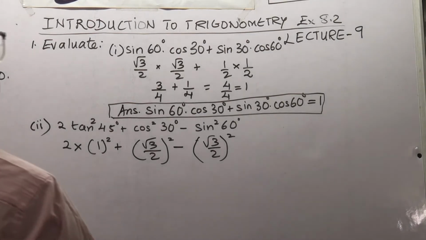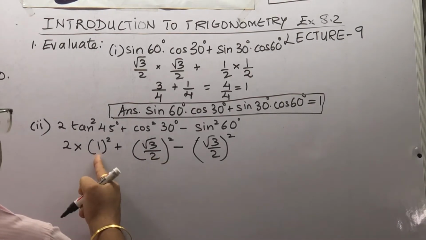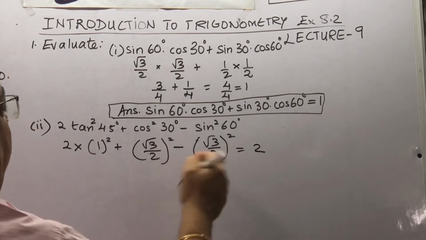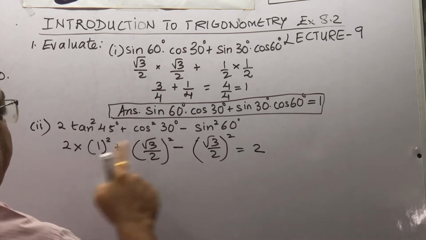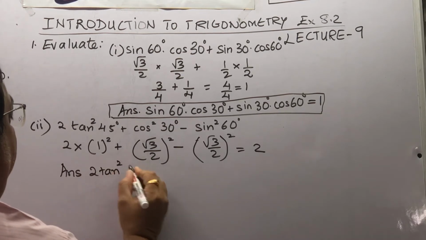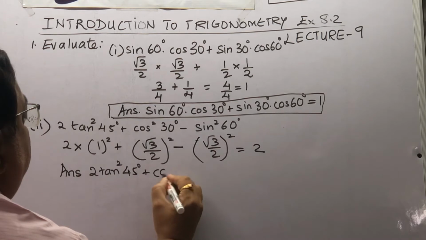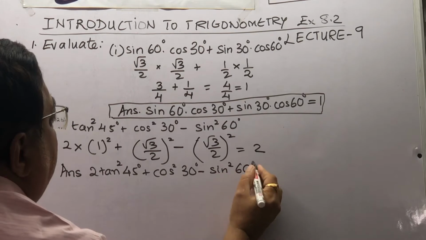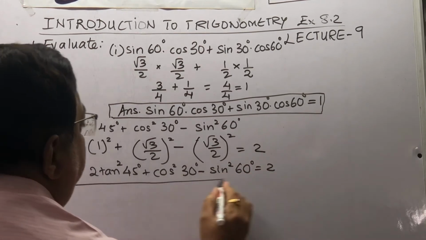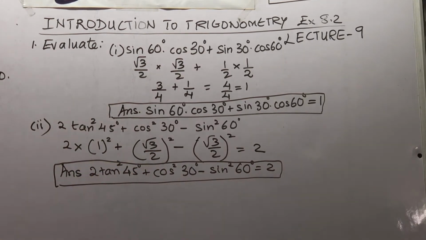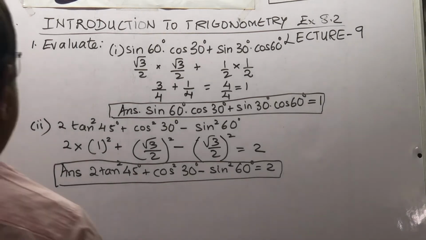Now you can very well see, no need to solve further. This is 1, this and this will cancel each other. Answer is 2. Don't sit and solve. Plus and minus cancel each other. 2 ones are 2. So the answer: 2 tan square 45 plus cos square 30 minus sine square 60 is equal to 2. And square box your answer. So we know you have got the answer. This is how to do sub-sum number 2 of the first sum. Let us have a look at the third sum.